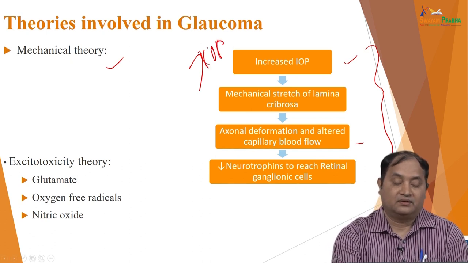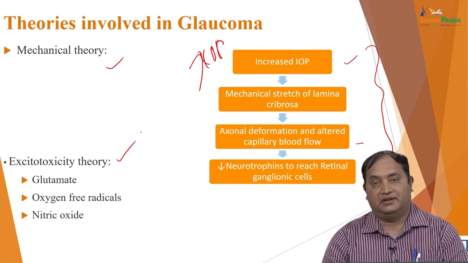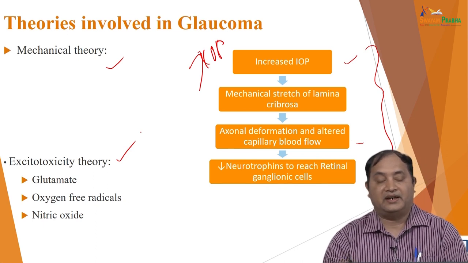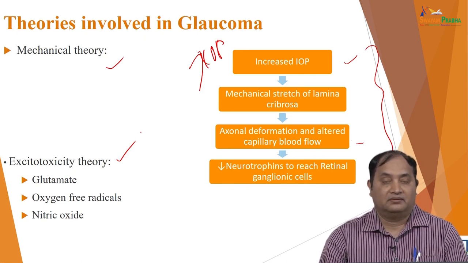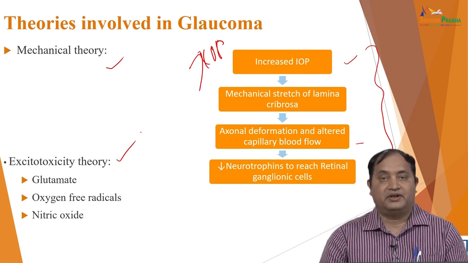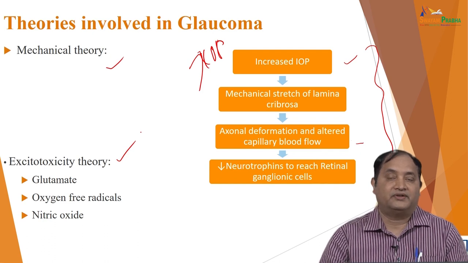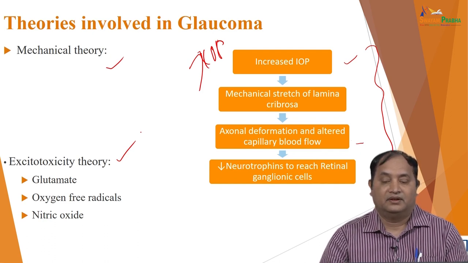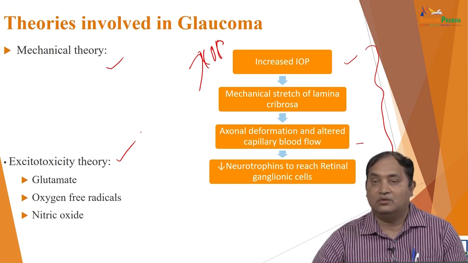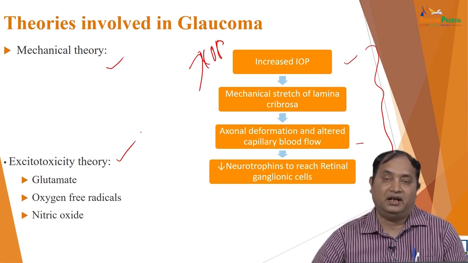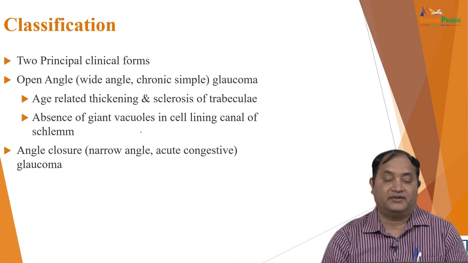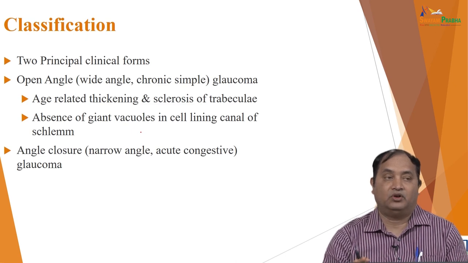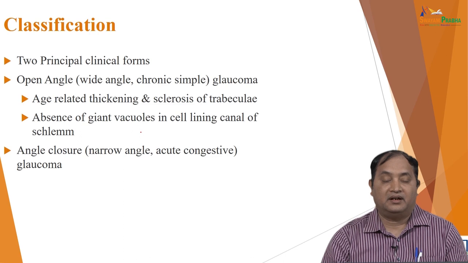Now, another theory is the excitotoxicity theory. In excitotoxicity theory, excitatory amino acids like glutamate and glycine, or oxygen free radicals, or nitric oxide are released. These are going to damage the optic nerve or retinal cells. So, this is the theory of how there is damage to the optic nerve and visual loss.